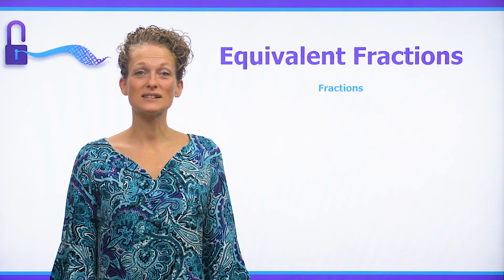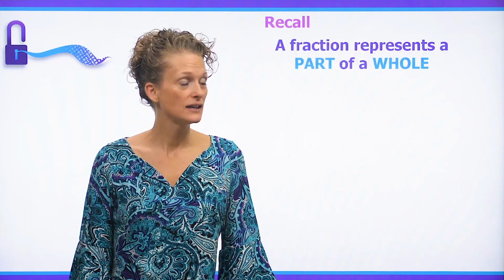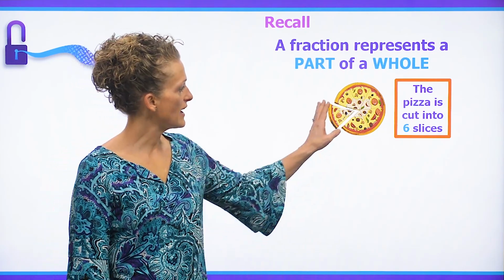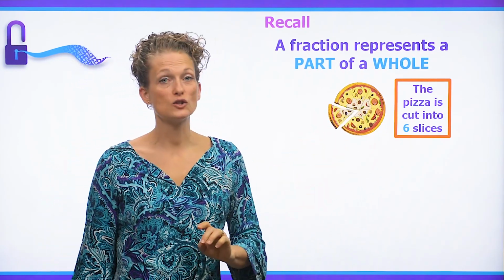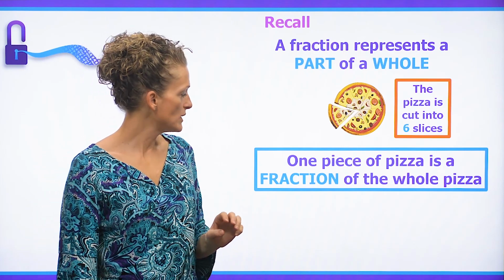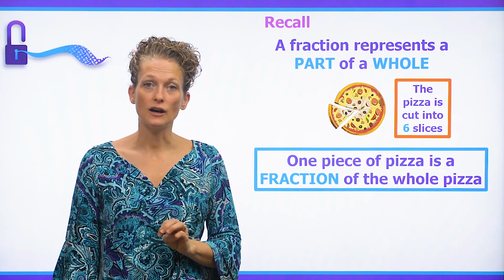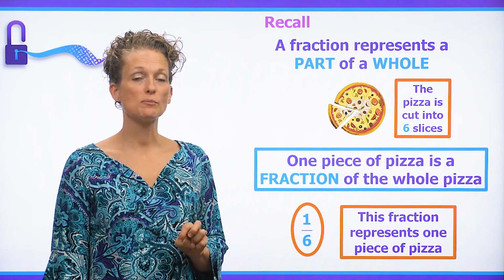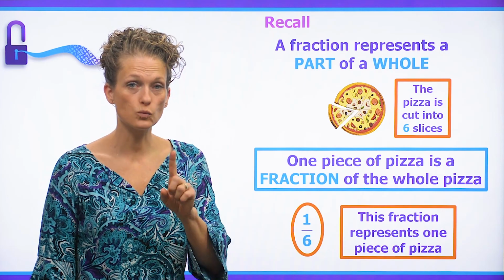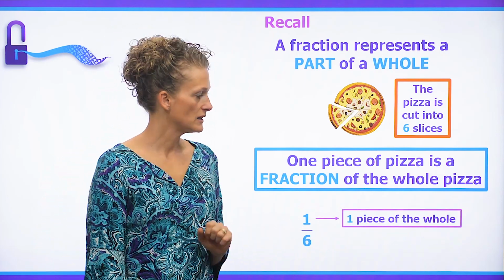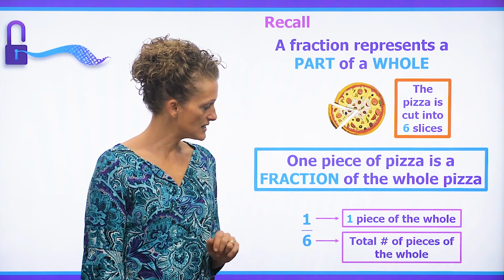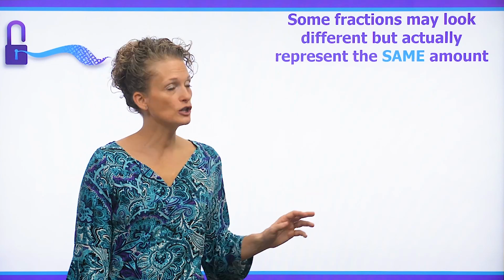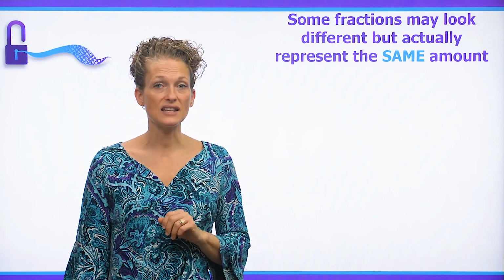In today's lesson, we're going to talk about equivalent fractions. Now, a fraction represents a part of a whole. So here we have this pizza, and this pizza is cut into 6 equal slices. One piece of pizza is a fraction of the whole pizza. So if we look at 1/6, this is the fraction that represents one piece of pizza. It is 1/6. 1 is one piece of the whole, and the 6 is the total number of pieces of the whole.